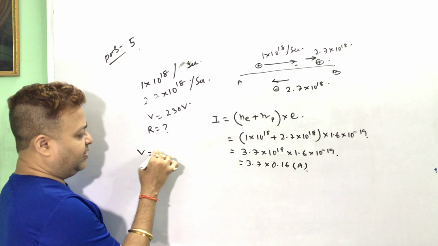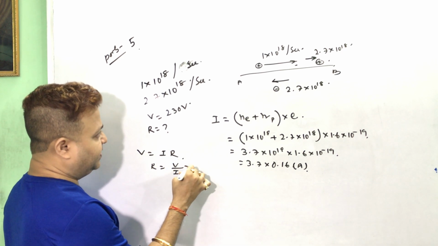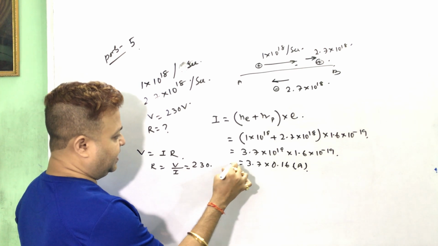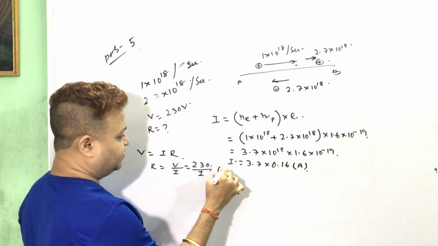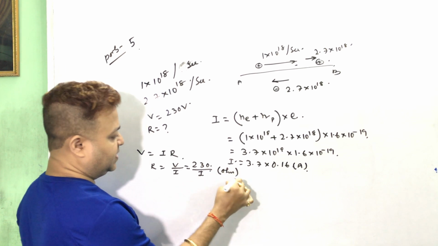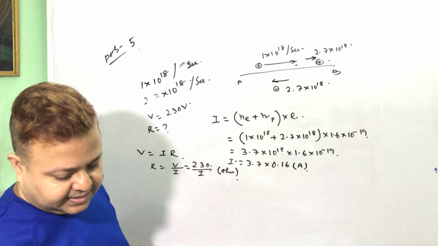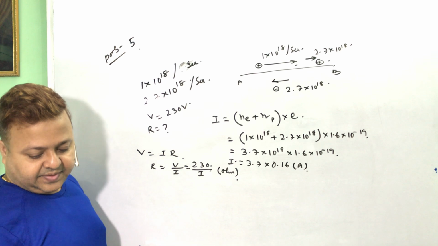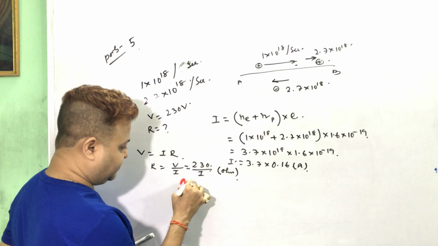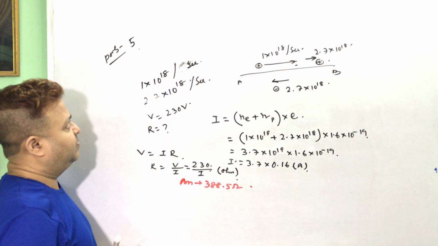Then V equals I into R, or R equals V by I. V is given, that is 230 volt, and I is this one. Okay, the answer is given: 388.5. Calculate it later.